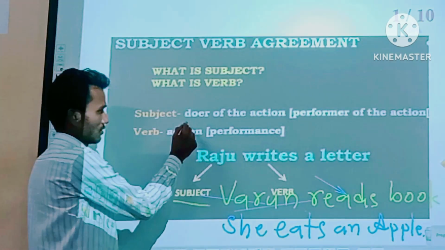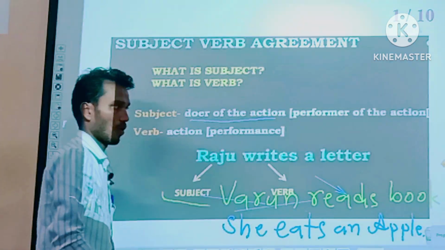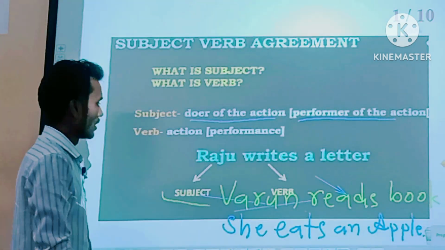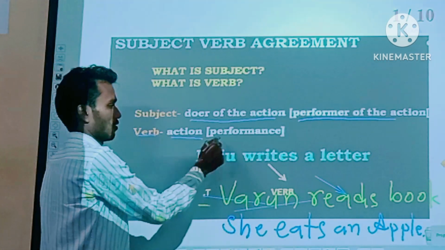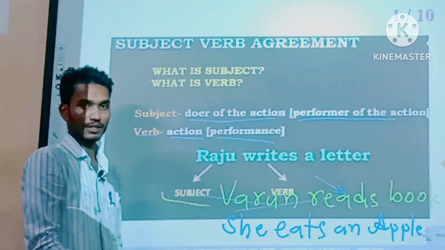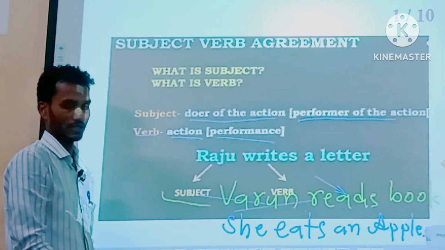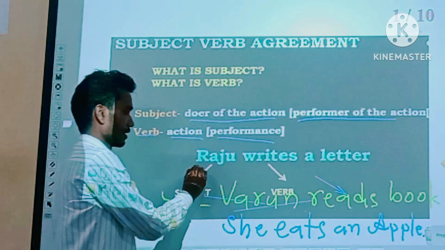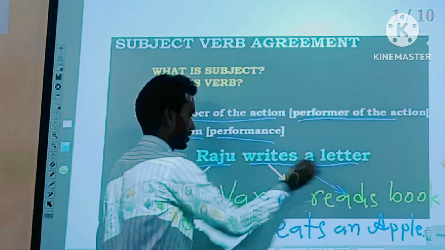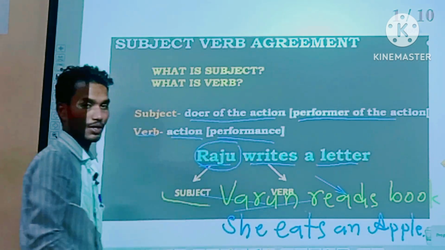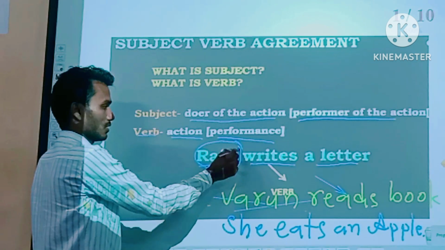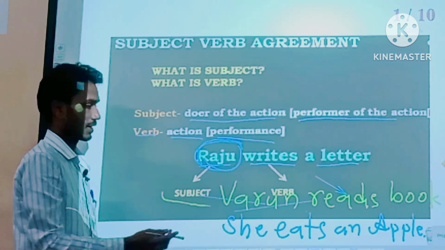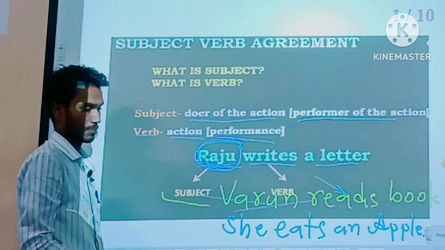Subject does the action, or you could say the performer of the action, right? And verb is the action or the performance, right? One who does the action is known as subject, right? Say for example, here Raju writes a letter. Here Raju is a subject. Why? Because here the performer, Raju, is doing the action, right? That's why Raju is a subject.